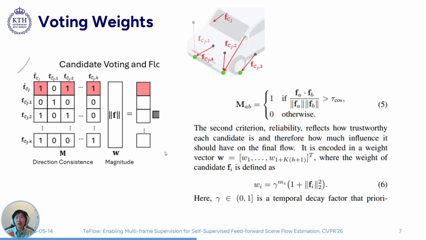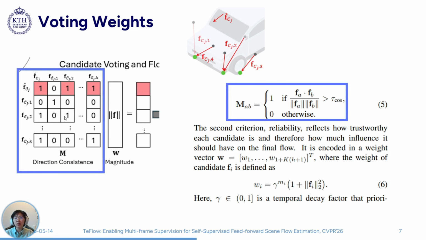The candidate pool still contains noisy hypotheses, so we do not directly average everything. Instead, we ask two questions. The first one is, which candidates agree with others in direction? This gives the consistency matrix. The second is, which candidates are more reliable? Recent candidates and candidates with clear motion cues get higher weight. In this way, the supervision is decided by a weighted consensus rather than by a single nearest neighbor.